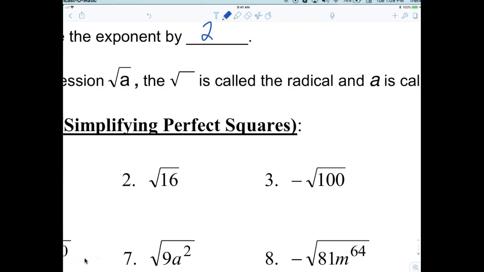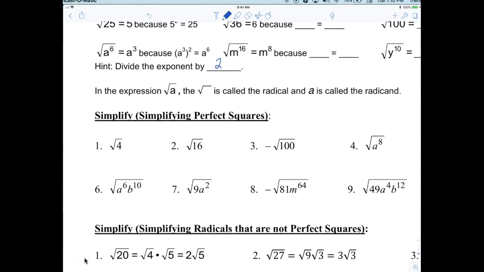Now, just so you know, what's underneath the radical is called the radicand. I won't be saying that much. But sometimes when you're talking to someone, you don't have to say what's underneath the radical. So that's it. Now, back to the important stuff.